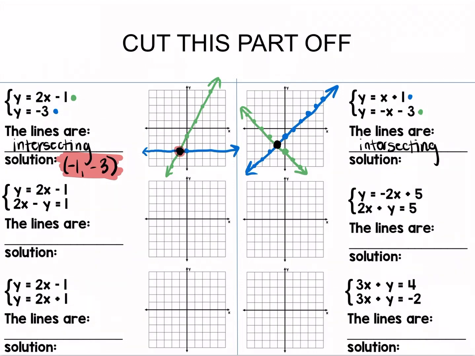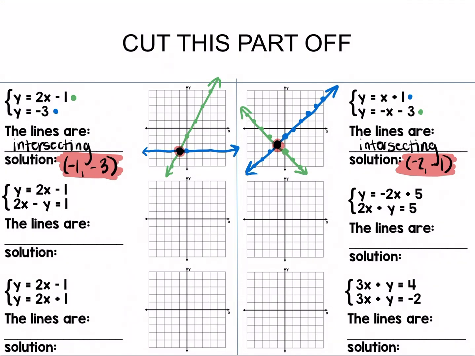And then where they intersect is your solution. So that point is -2, -1. So my solution to this system of equations is -2, -1. It's the whole ordered pair. That means that this system is consistent and independent. There is a solution, consistent. There is one solution, independent.